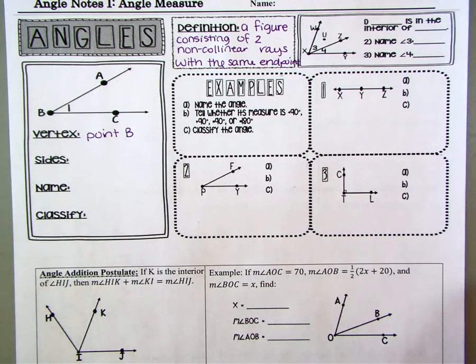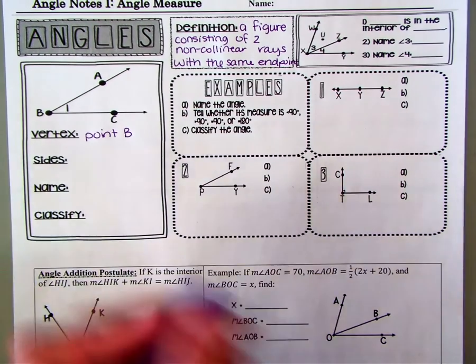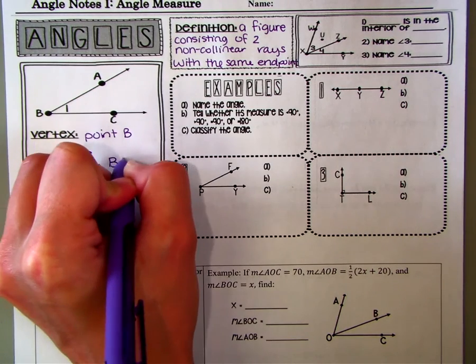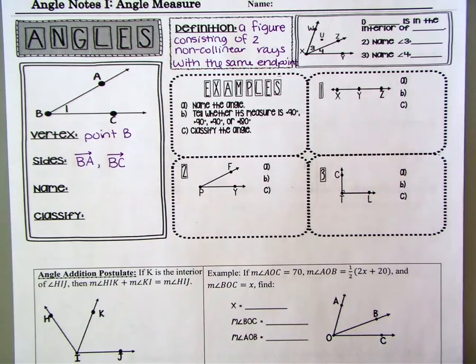The sides of the angle are two rays. So one ray is BA, make sure your notation is correct, and the other ray is BC. Again, notation, make sure it's correct.